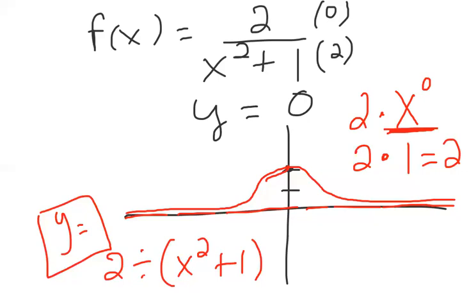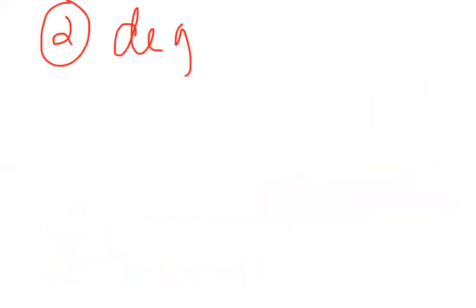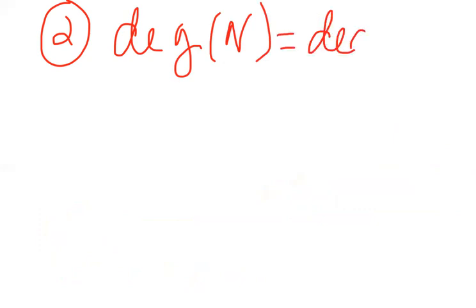Okay. All right. So guys, that was the second example. I'm going to move on to the second case of horizontal asymptote. Now, remember, horizontal asymptote has to do with the degree in the numerator and the degree in the denominator. So here's the second case. When the degree in the numerator is equal to the degree in the denominator. Now, guys, this is hard.